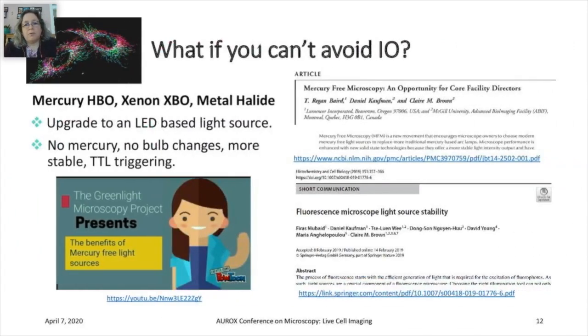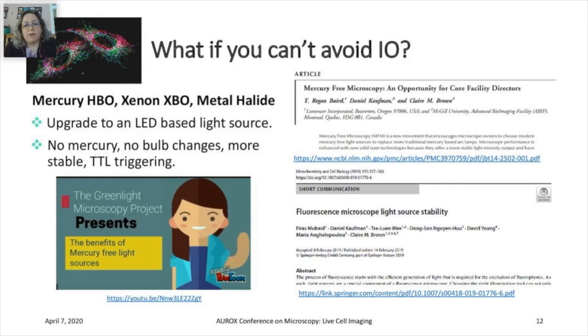So we started exploring other ideas. What if you can't avoid this illumination overhead? What if you're using a solid state light source and the bulb can't be turned on and off electronically? So one of the options is to upgrade to an LED-based light source.